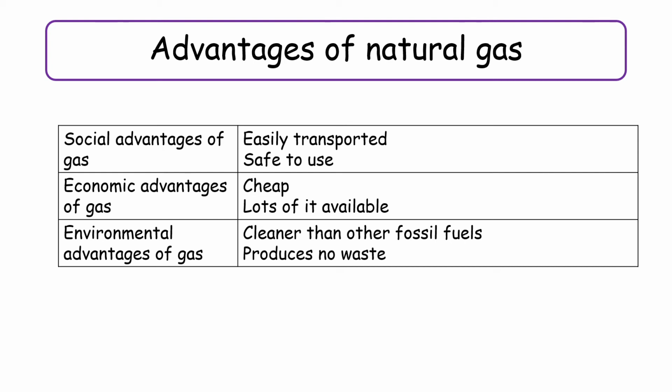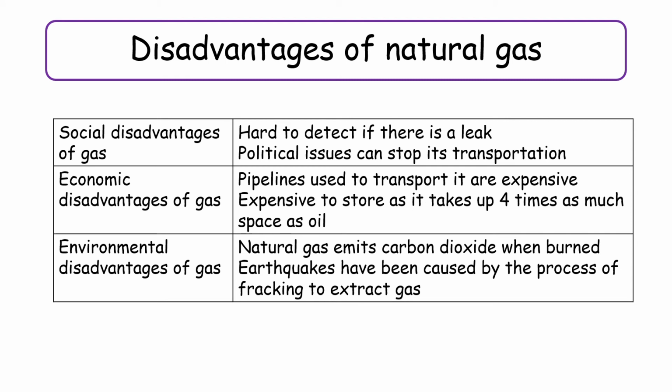Right, so what about some of the disadvantages next? Again, social, economic and environmental. If there is a leak, it's hard to detect. It doesn't have much of a smell like some gases do, so you don't really know it's there if you had a leak. And another social disadvantage might be that there can be issues that stop its transportation.